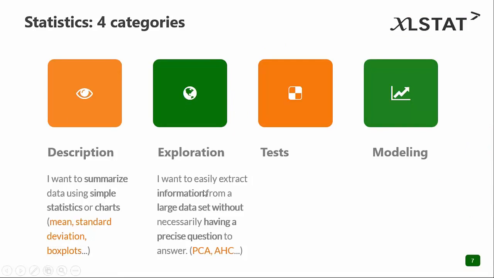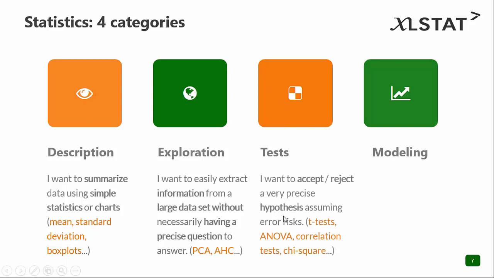Exploratory statistics allow investigating or exploring big data sets in terms of number of columns. So we have dimension reduction techniques such as PCA or MCA, and we have also segmentation techniques such as AHC or K-means. And both descriptive and exploratory data analysis tools allow us to extract hypotheses or to fish for information without necessarily having a very precise question to answer. Whereas statistical tests allow to accept or reject a very precise hypothesis, assuming error risks. So the most commonly used statistical tests are the t-test, ANOVA, correlation tests, or chi-square.